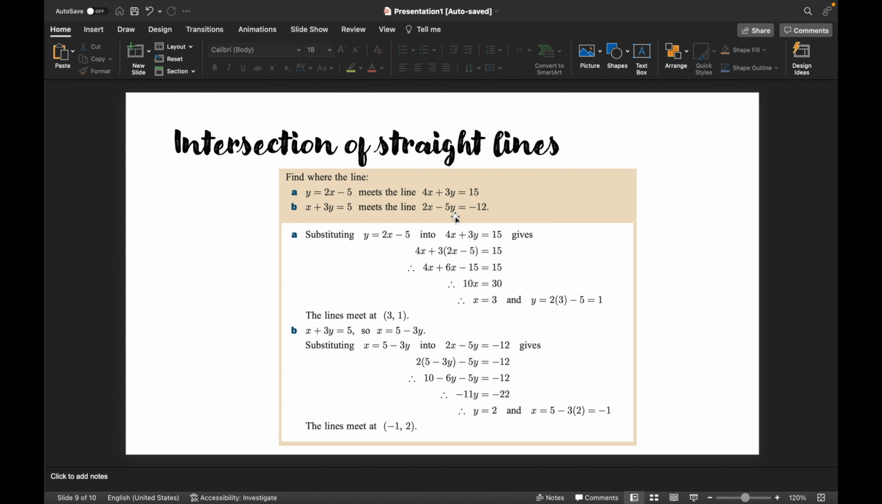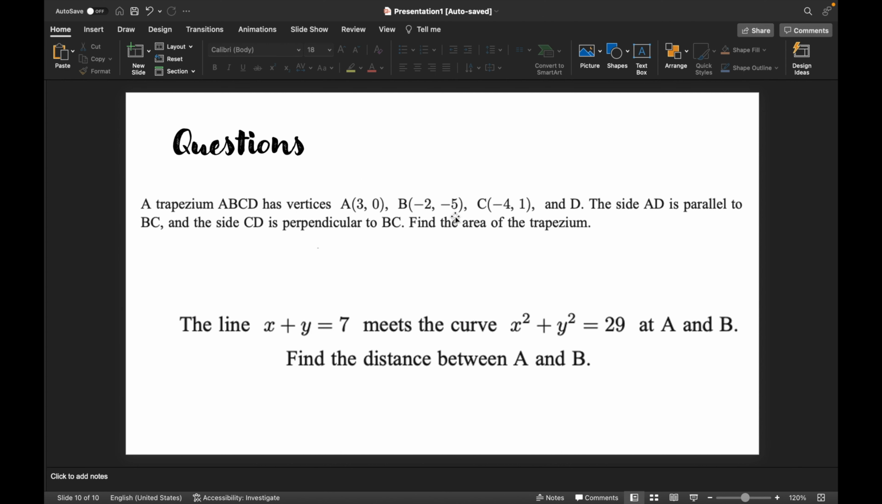This is very easy. You just have to equate them together, or substitute one of the equations into the other equation, and find the value of one variable. After you get that, you can plug the value into any one of the two equations in order to find the intersection point. So that's very simple. Now let's move on to the questions. Let's solve the first one.